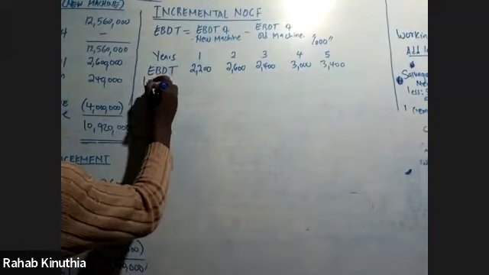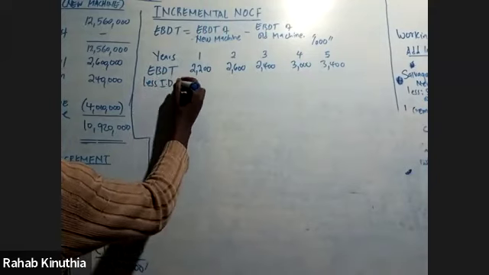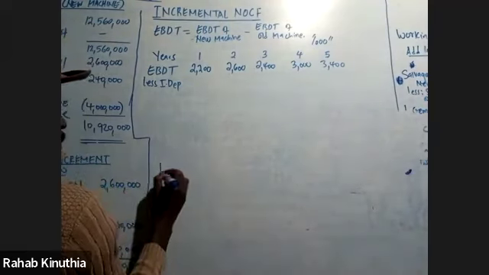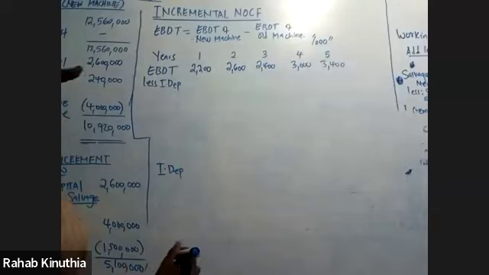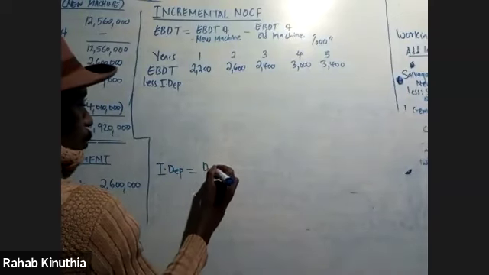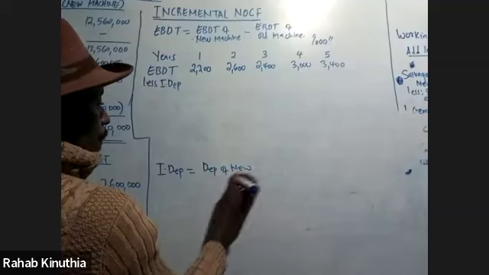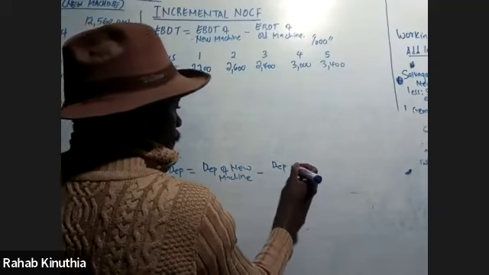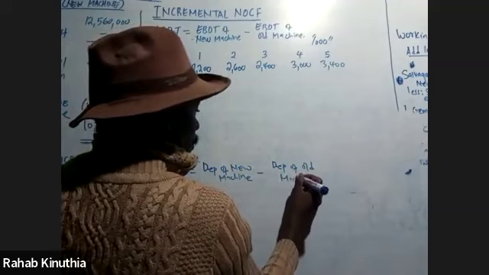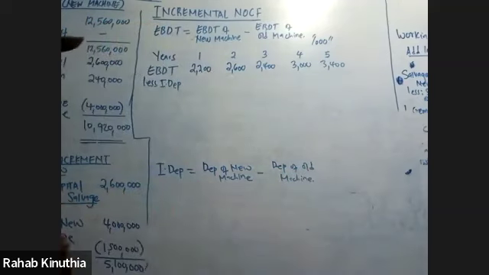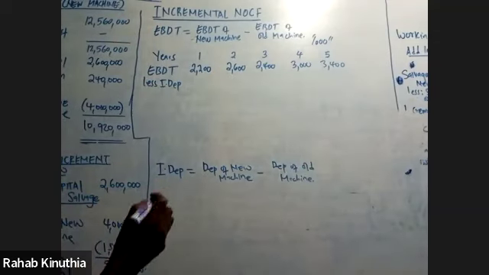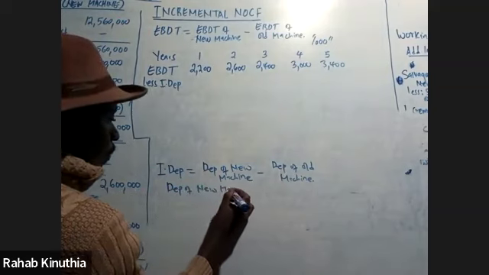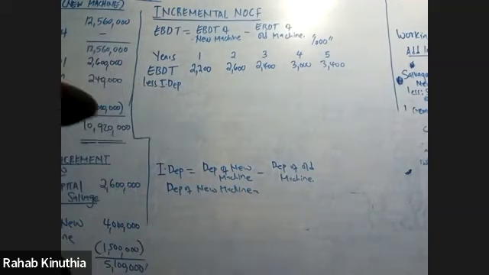Less incremental depreciation. Let's do a working here. So incremental, we want to do working of depreciation. So incremental depreciation is equal to depreciation of new machine minus depreciation of old machine. Start with the new machine. So depreciation of new machine.